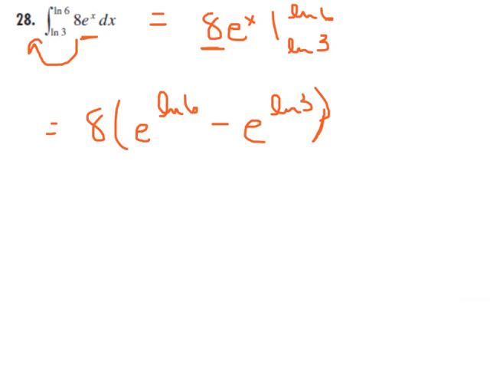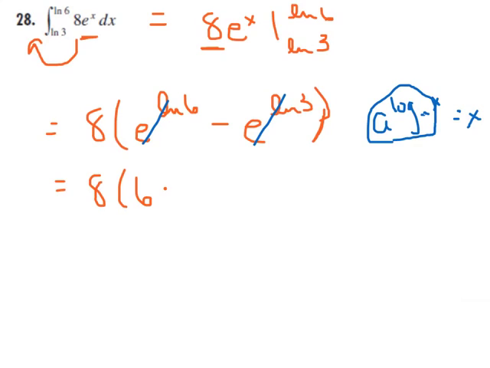Now don't forget your properties of logs. You have a property of logs that says that a to the log base a of anything is just that thing, right? So your base to the log with the same base, those are function inverses. And f of f inverse of x just equals x. So this just drops away and this just drops away. So your answer then is going to be 8 times 6 minus 3, or 8 times 3, or 24.